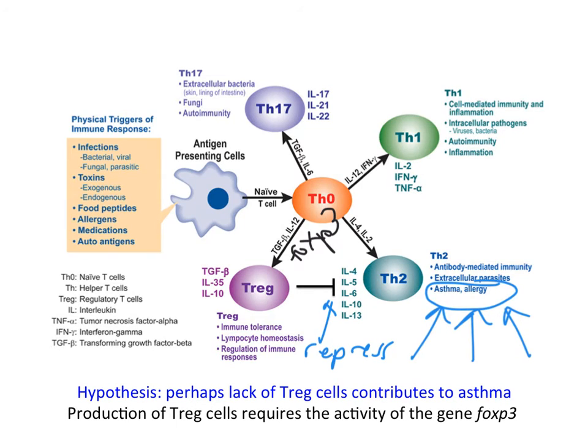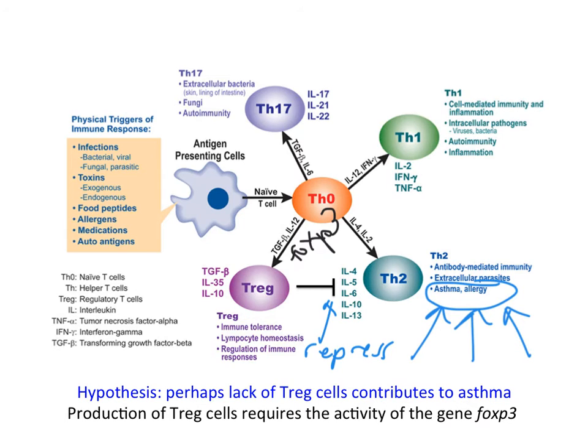So if you want to make regulatory T cells, you have to have the FOXP3 gene turned on. We're talking about transcription now, so hopefully we're going to start connecting the dots. We're talking about asthma and the critical role of the FOXP3 gene in making regulatory cells. Any questions to this point?